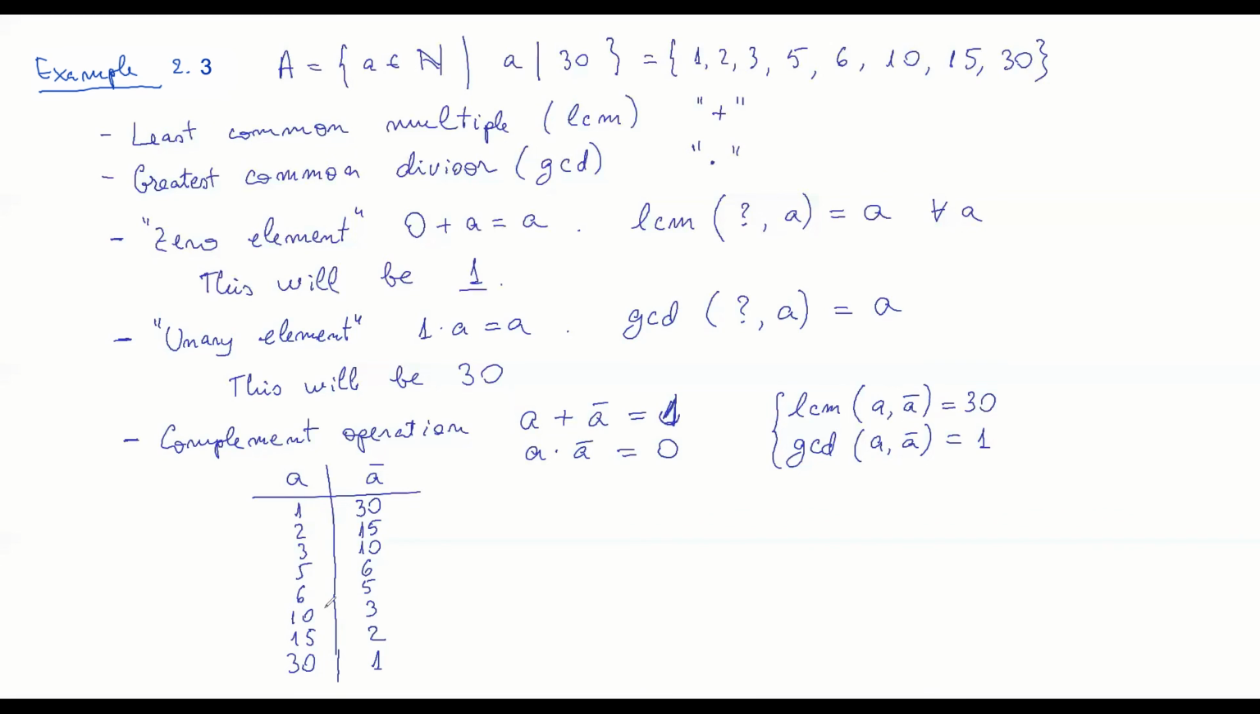So with this operation, we have this set A equipped with the least common multiple as the addition, the greatest common divisor as the multiplication, with the bar element that we have just defined in here, and as a zero element we have number 1, and as the unary element we have 30. We have now all the ingredients we need to think about this as a Boolean algebra. And I make the point that this is a Boolean algebra.